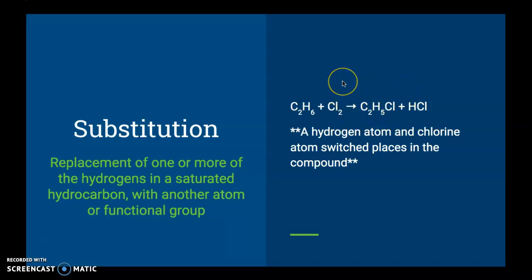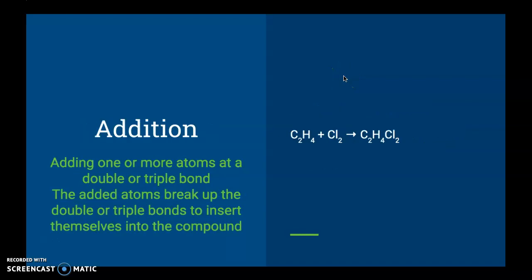And then what happened was we have to abide by our law of conservation of mass. That hydrogen that came off then bonded to our extra chlorine. So we have 2 chlorines on the left and 2 chlorines on the right. We have 6 hydrogens on the left, 6 hydrogens on the right, 2 carbons, 2 carbons. So all that happened was one of these chlorines, our chlorine gas, broke apart, and one jumped in and replaced one of our hydrogens in our saturated hydrocarbon. So that's substitution. Addition is when we are adding one or more atoms at a double or a triple bond.